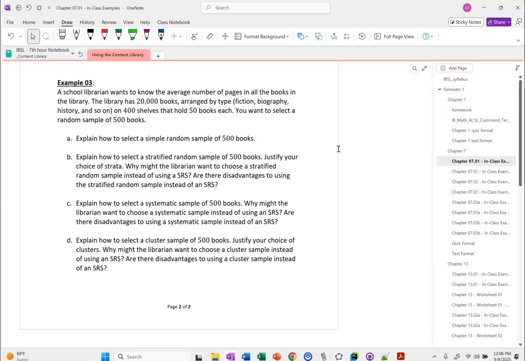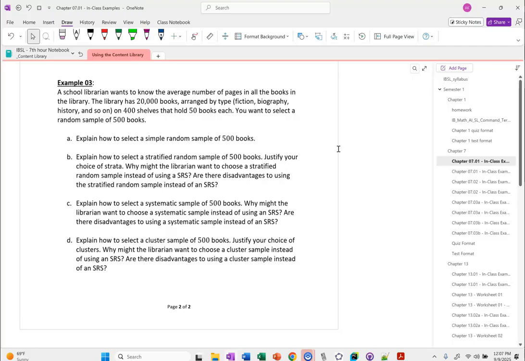Part B says explain how to select a stratified random sample of 500 books. Justify your choice of strata. Why might a librarian want to choose a stratified random sample instead of a simple random sample? And what are the disadvantages to doing a stratified random sample versus a simple random sample? Brooke. So would you divide them into categories like fiction, biographies? It's the obvious choice for strata is to divide by type.